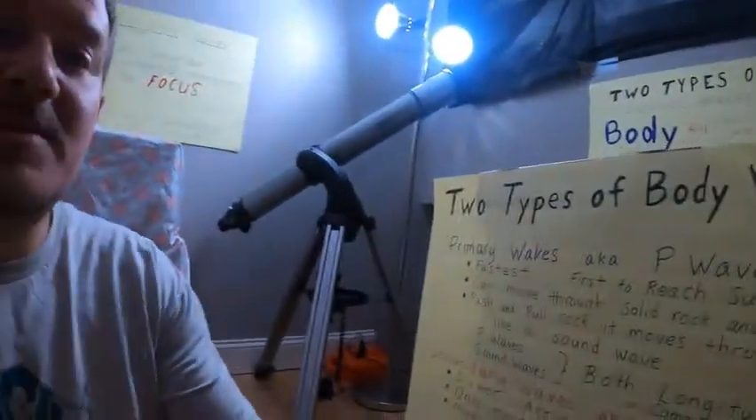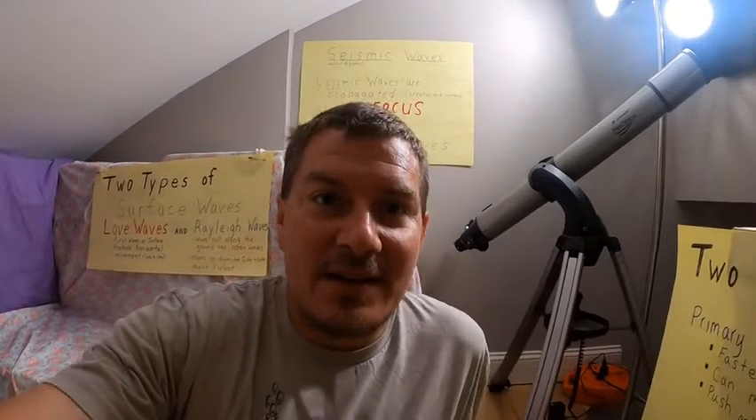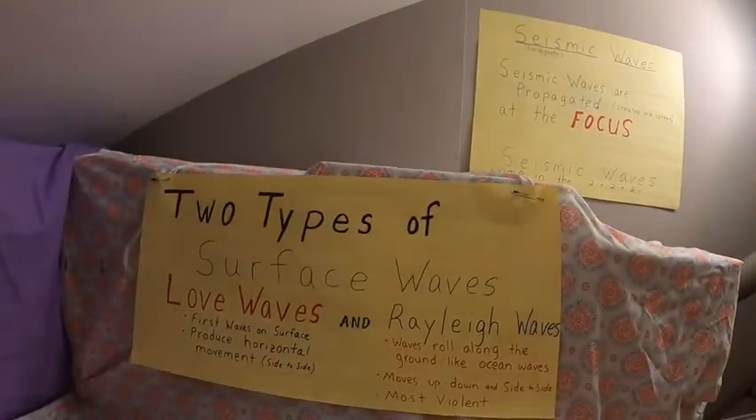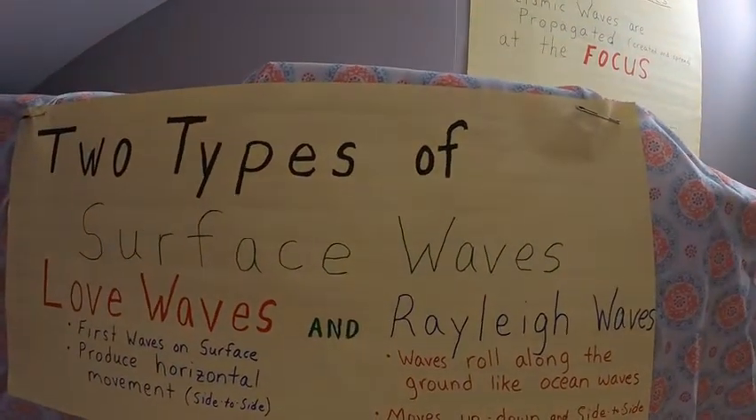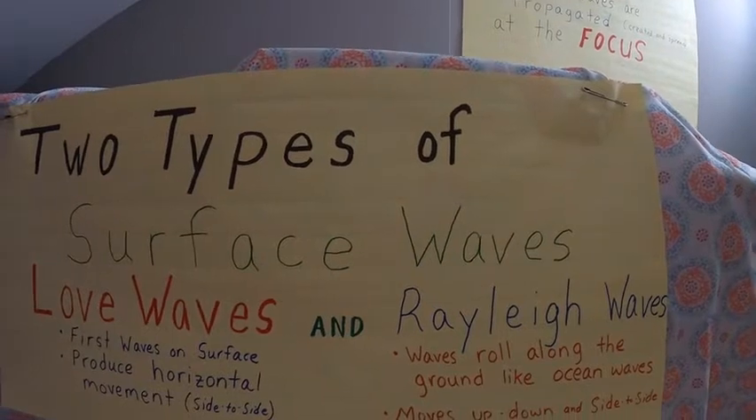And that brings me to my last of the 2 by 2 by 2, and that is surface waves. So far we've had 2 types of seismic waves, body waves and surface waves. We've had 2 types of body waves, P waves and S waves. And now we're going to look at 2 types of surface waves.